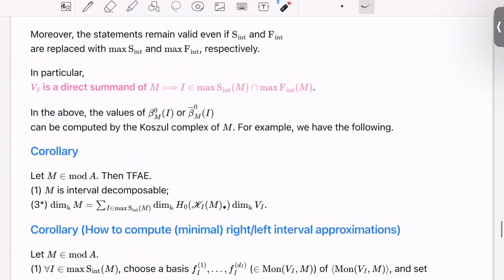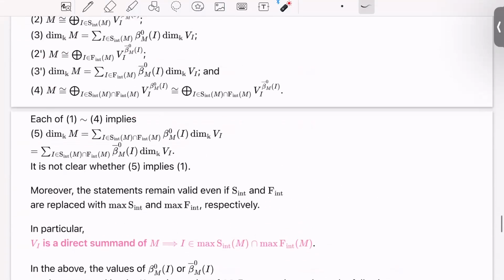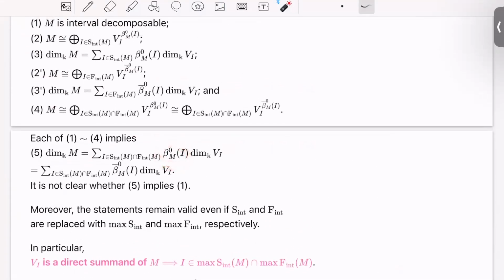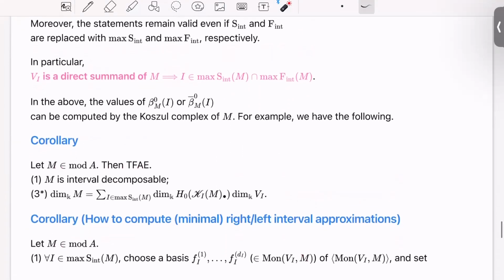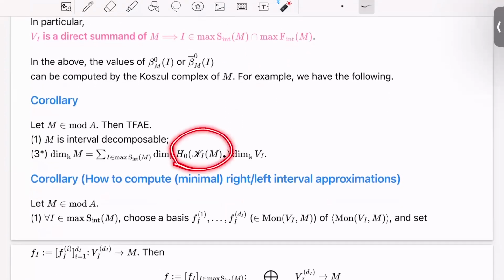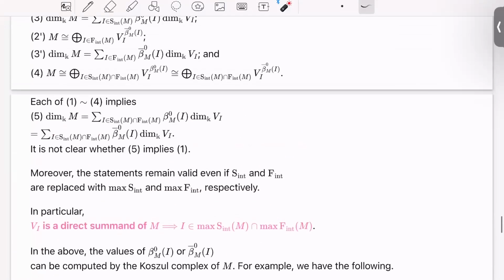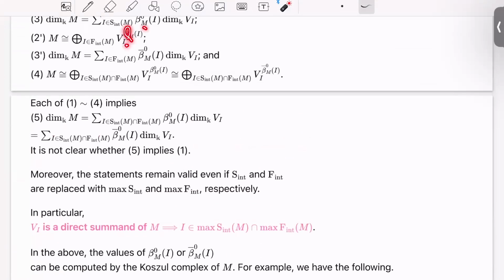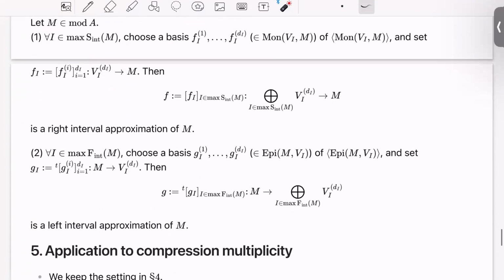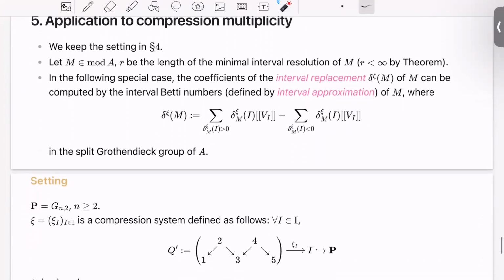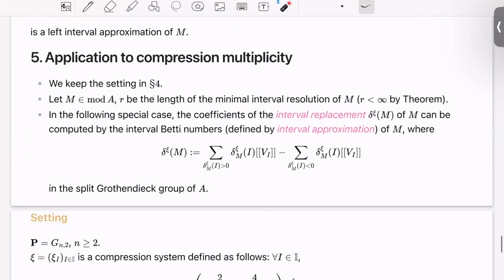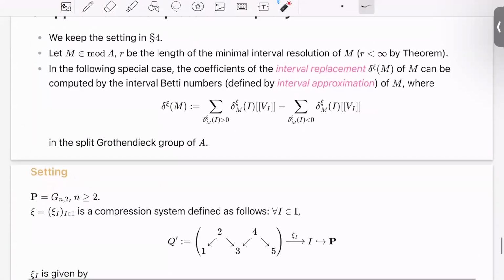Okay, then corollary. Another one is using, yes. As you see here, beta 0 appears here, and beta 0 can be computed by using the Cauchy complex. So we can replace it by the homology of this complex to have this equality, for example. Of course, other cases too, this case or other dual cases. And this was used to apply the following computation of this multiplicity.